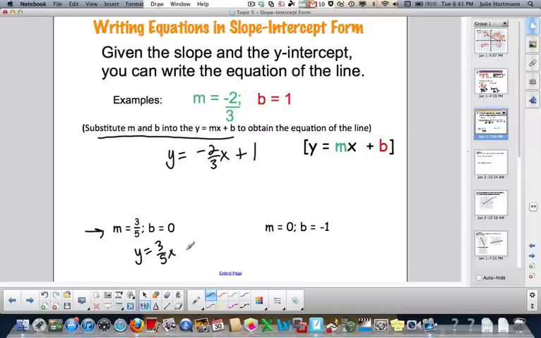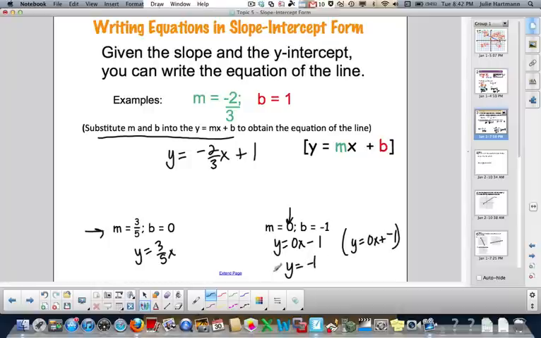You don't need the plus 0, y equals 3/5 x works. Okay, in this one, where our slope is 0, that would be y equals 0x minus 1. Yes, I know what you're thinking. Is 0x plus a negative 1 okay? Yes, it is. So you could have y equals negative 1, really. Any of those three are fine.